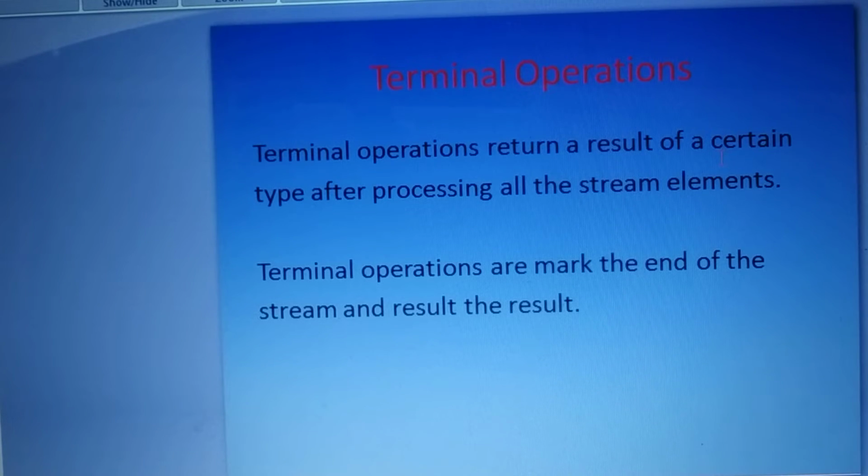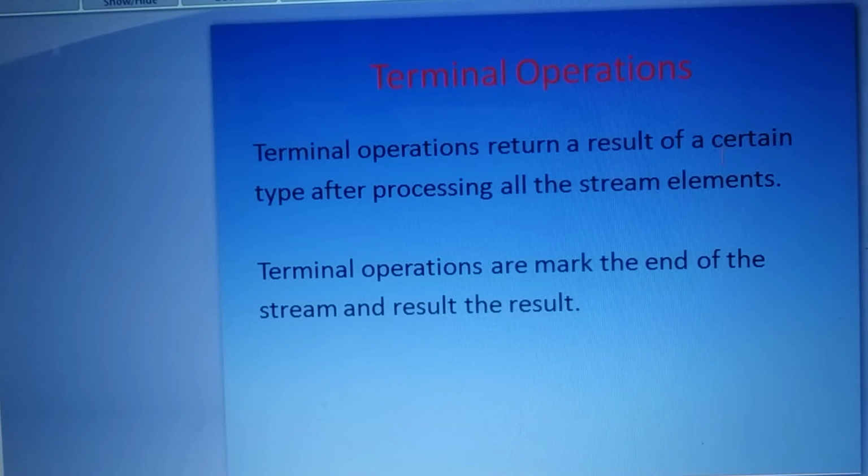What do we mean by terminal operations? Terminal operations return a result of a certain type after processing all the stream elements, which means once we process the original stream with the help of intermediate operations, the terminal operation has to be executed. At the end, before a new stream comes out, that is the output of this stream. In simple terms, terminal operations mark the end of the stream and return our result as per the pipeline methods we have performed using intermediate operations.